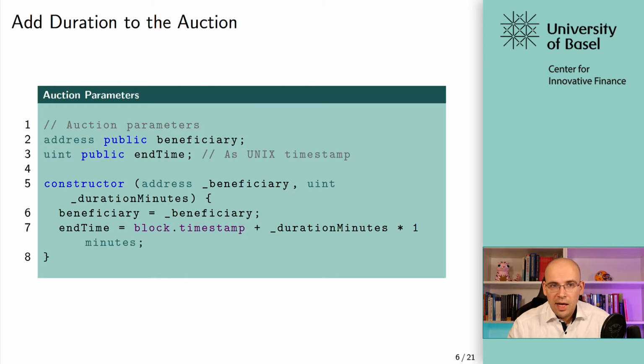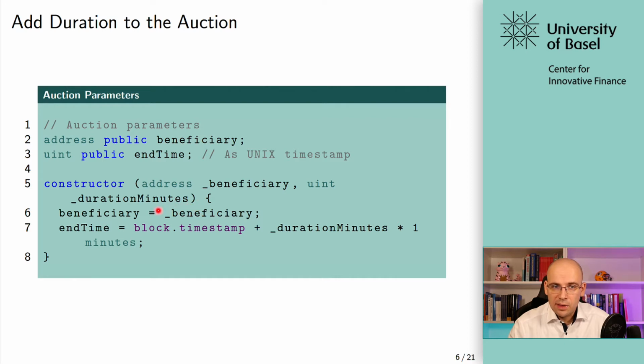All right, so let's add the duration to the smart contract first. So basically how long it's going to run. And of course, we're also doing that as part of the constructor. So the first thing we're doing right here is, you can see the end time, public end time, and we're setting that as part of the constructor. So you have the parameter in the constructor, which is called duration minutes. Okay, so you have the uint, duration minutes.